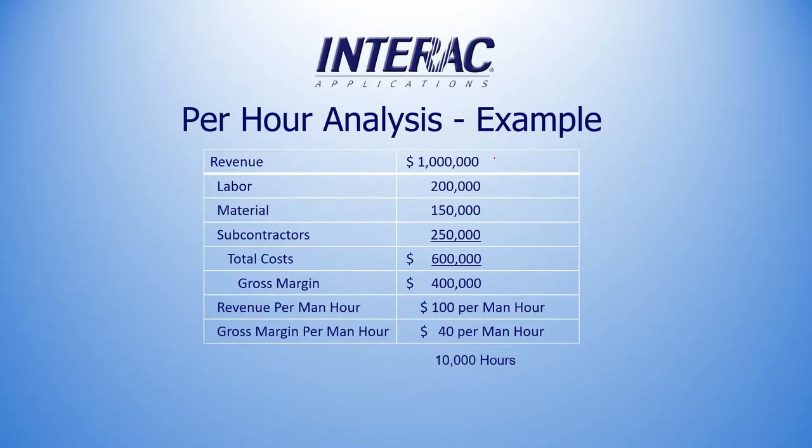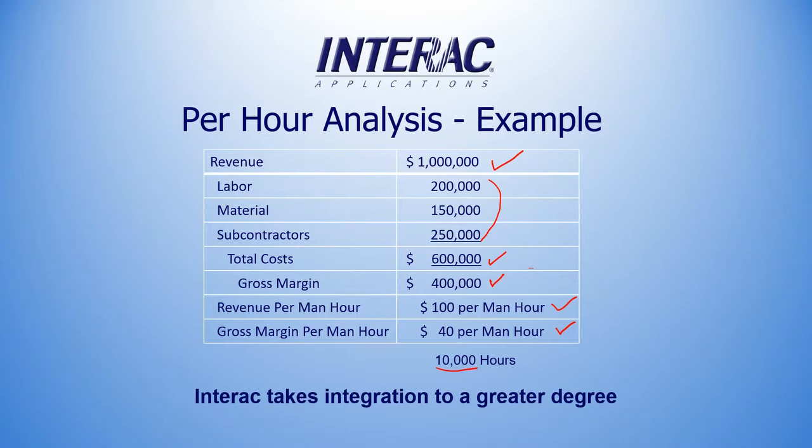On our financial statement, we may have revenue of $1 million, job costs rolled up of $600,000 for gross margin of $400,000. From our payroll system, we can retrieve the 10,000 hours directly from the system with the Interac's integration to generate on the financial statement automatically a revenue of $100 a man-hour and gross margin of $40 per man-hour. This could be by division, location, or roll up for the entire company. Interac takes integration to a greater degree.